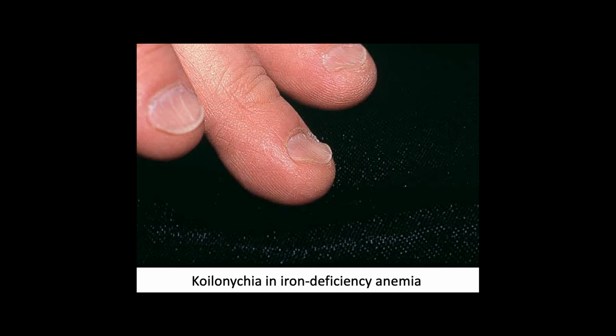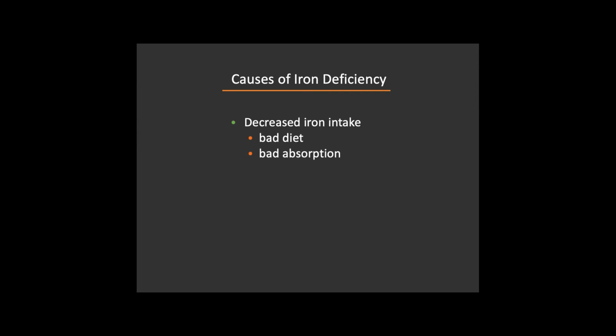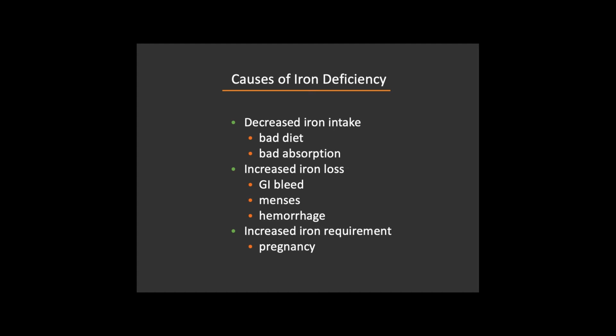This is also from iron deficiency anemia, where the fingernails curl up and begin to peel away. Causes of iron deficiency anemia: there's a decrease in iron intake. So the person may have a very bad diet, or maybe they have absorption issues, like for instance, maybe there's a gastritis issue or some type of gastrointestinal distress. And again, the number one cause would be a gastrointestinal bleed, but menses can cause this as well as some kind of other hemorrhage. And then women can become iron deficient during pregnancy.